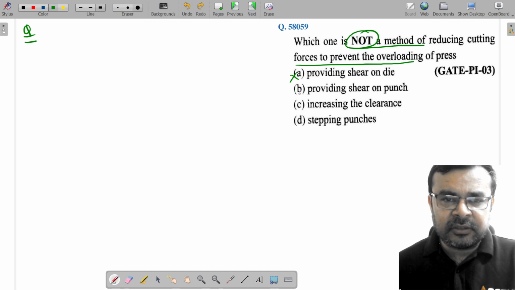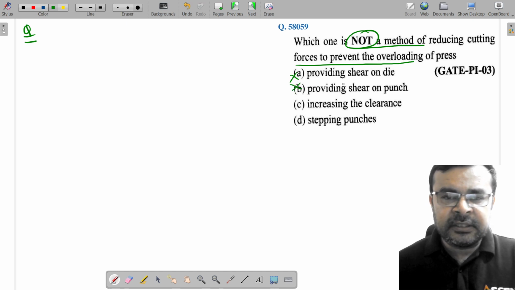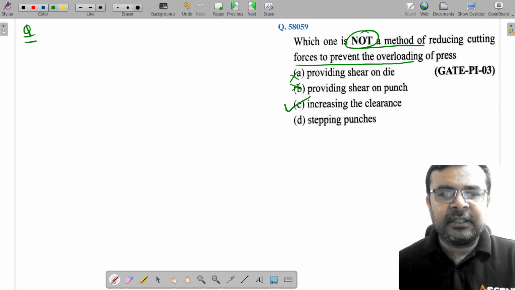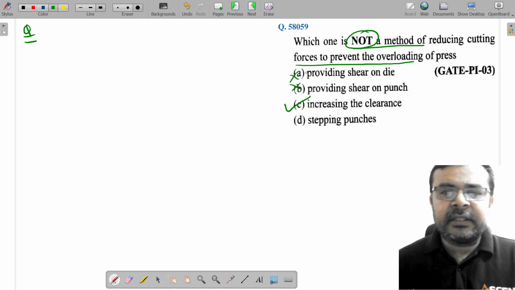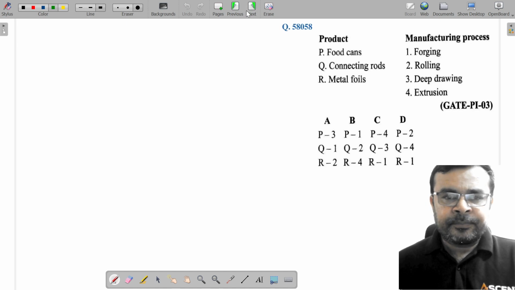Providing shear on the punch is also a wrong answer, because by providing shear on the punch, the shear force reduces. Increasing the clearance, yes, this is the right answer. Clearance may not affect the loading required for shearing or punching. Is it clear? So the correct answer is option C.